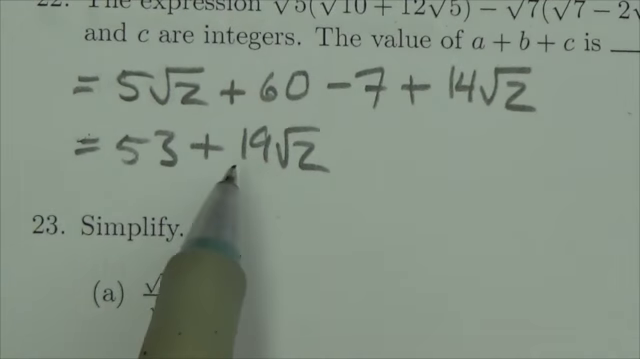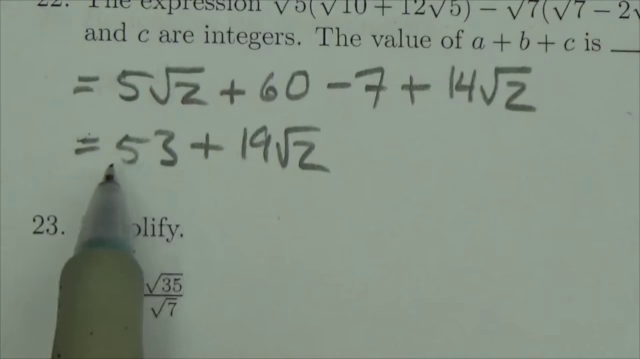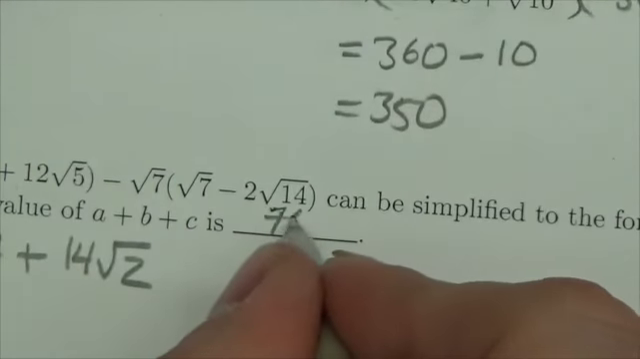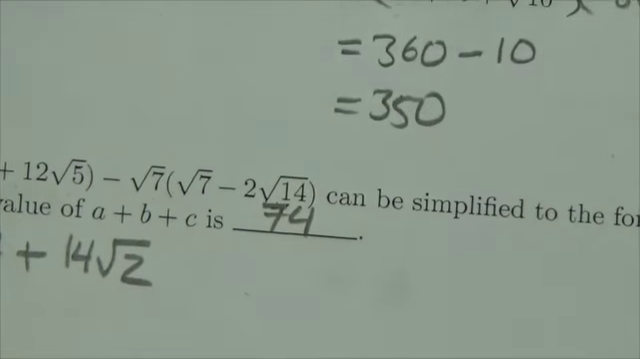And I'm a pretty lazy thinker here, so I'm going to do 19 plus 2 first, because I know this is going to be 21. And if I add 53 and 21, that'll be 74. And so the answer that they're looking for here is the number 74.